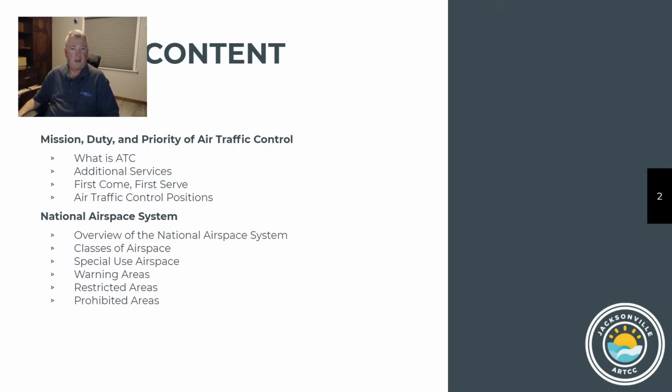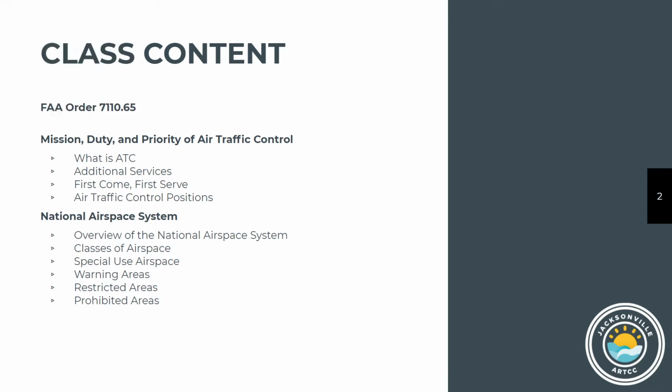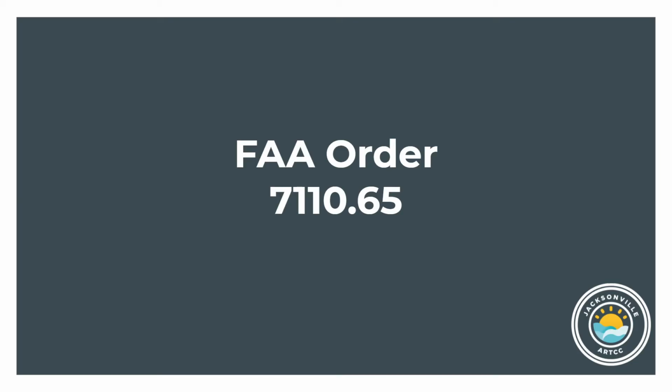In this class, we're going to go over the FAA 7110.65. We're going to go over the mission, duty, priority of air traffic control, and what the National Airspace System is about. What is the FAA Order 7110.65, or since that's a tongue twister, we call it the .65.